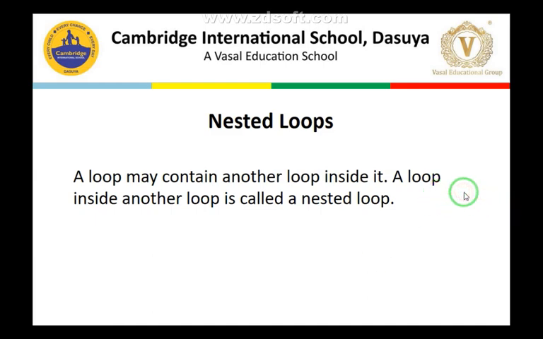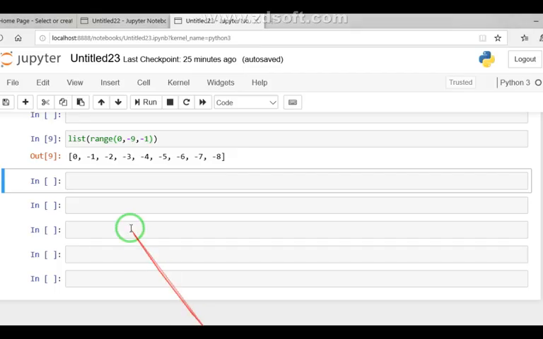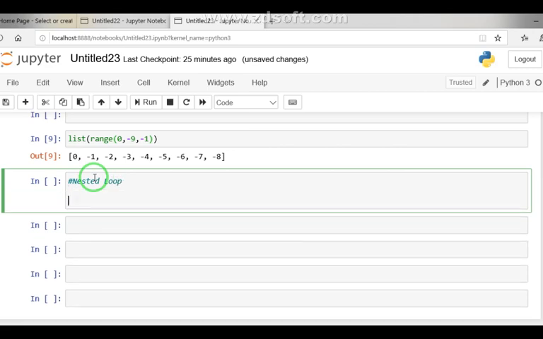So, to have the example, we'll move to the Jupyter notebook. So students, we are going to implement the concept of nested loop. I will start first with the outer loop: for, let's say, i, a control variable, in range, I make it 5.